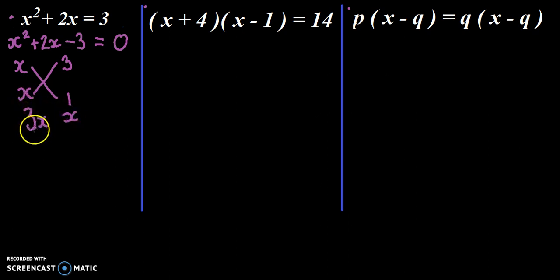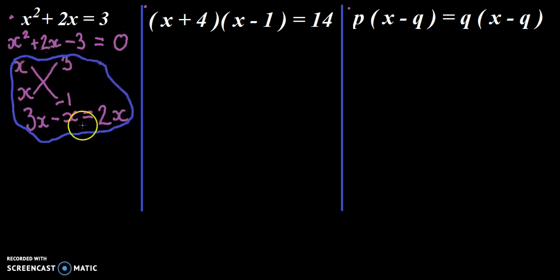Now, one of these has to be negative because I need 3 times 1 to be equal to negative 3. Which one of them needs to be negative in order to get to a total of 2? You answered correctly. It's going to be negative x, so that means our 1 must be negative x, and that takes us to 2x.